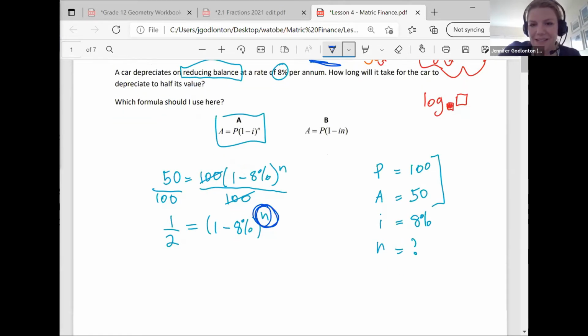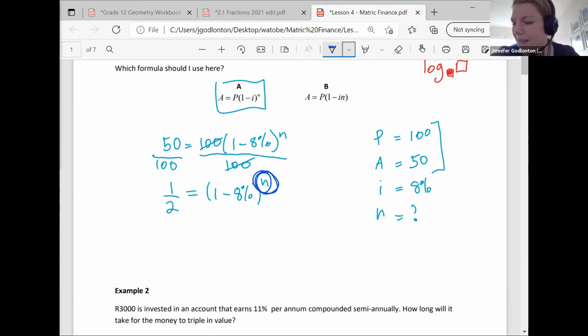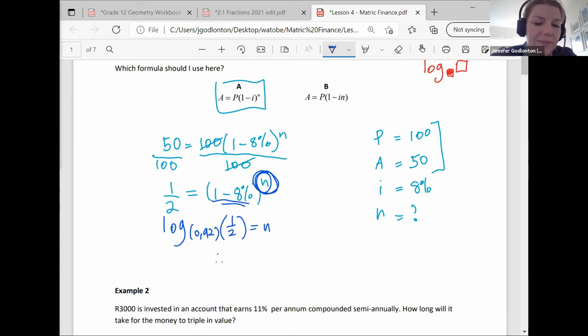Okay, so I'm going to chuck this into my log formula here. I'm going to have log, and then down here I have 0,92, which is just what I've got happening over there, and then a half, and that is equal to N. And if I chuck that into my calculator, I will get 8,31 years.